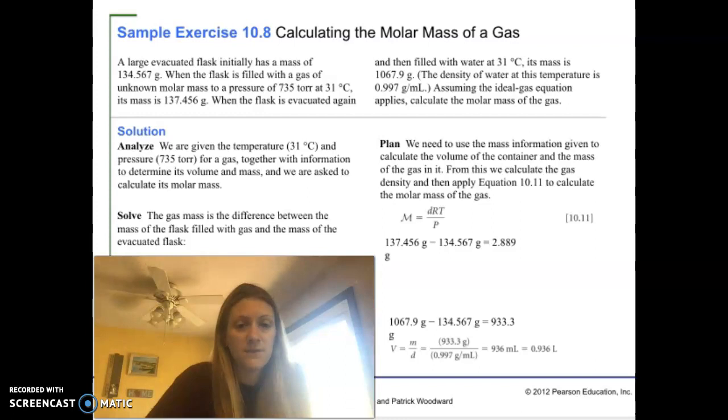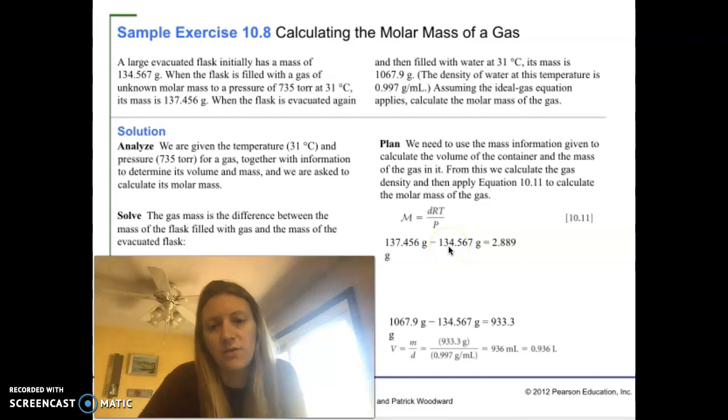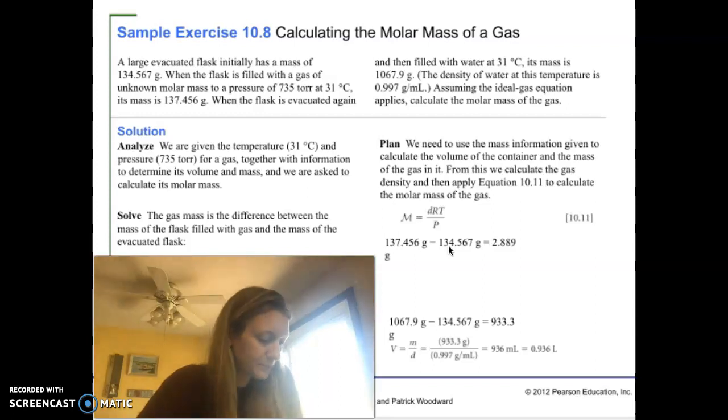Our first step is to figure out what the mass of that gas is alone. So we're going to take the mass of the gas and the flask and subtract the mass of the flask. And so that's what they did here, 137.456 grams, which was the mass of the flask and the gas, subtracting just the flask of 134.567 grams gives you the mass of just the gas at 2.889 grams.